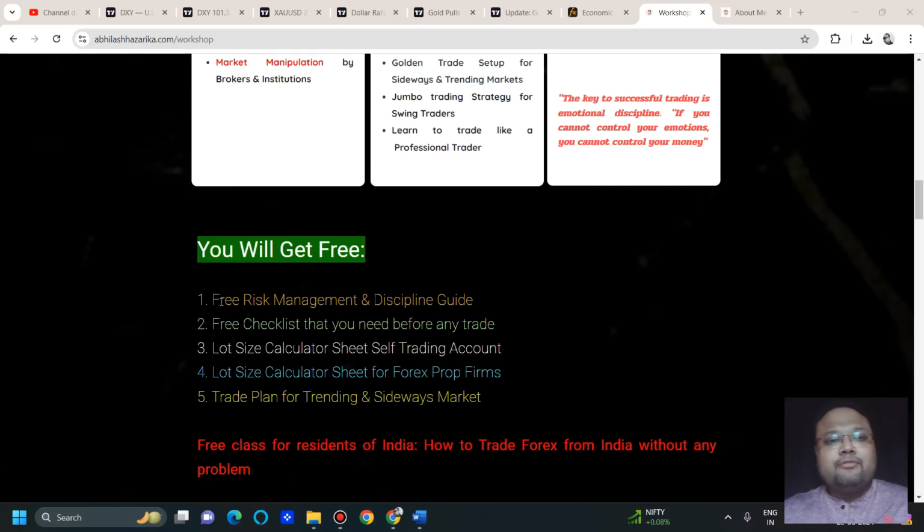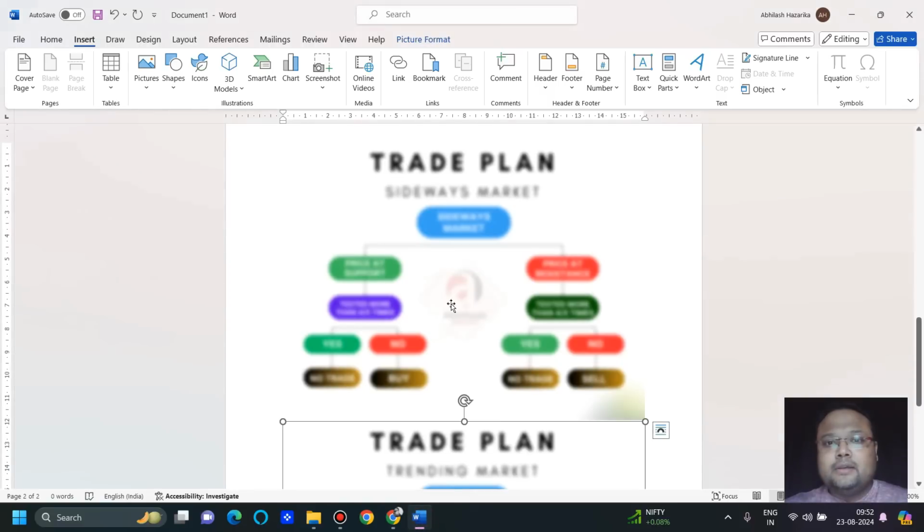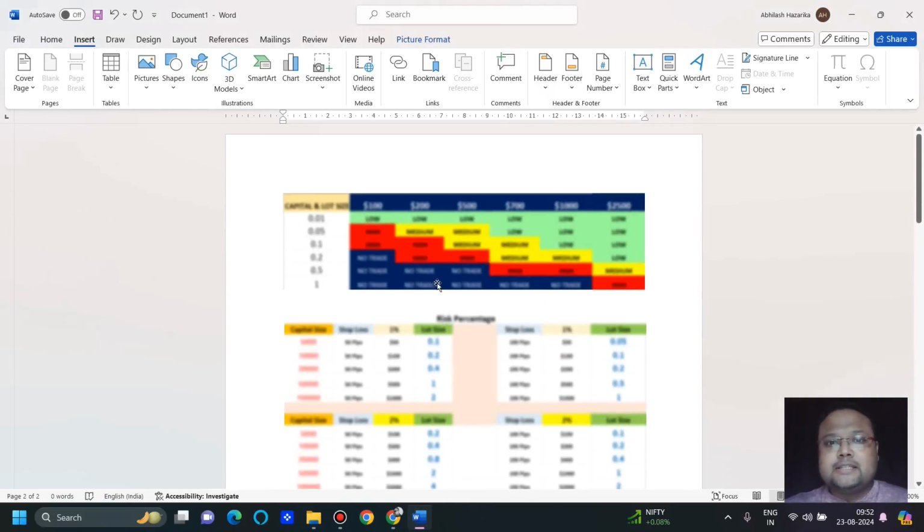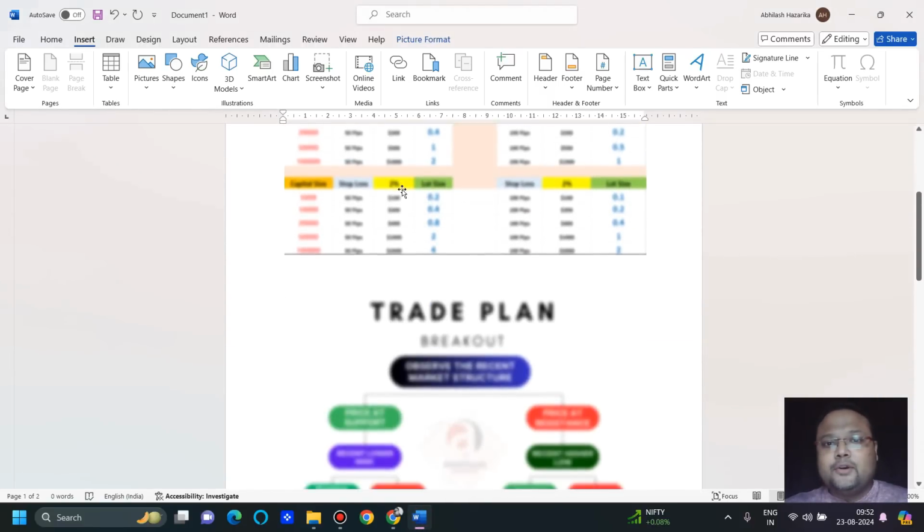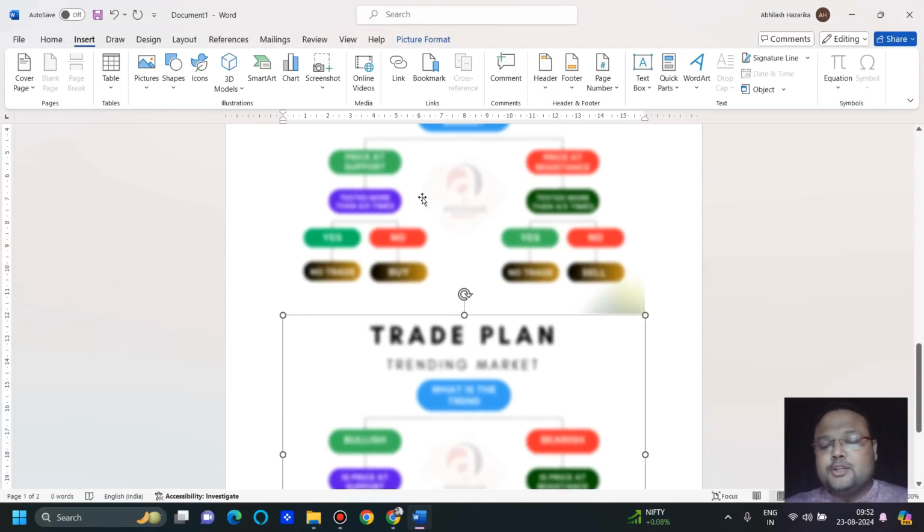You will also receive a free risk management and discipline guide, a free checklist that you need before any trade, and a lot size calculator. If you want to trade on prop firms and you're struggling with them, then the proper lot size is very, very important or crucial. And trade plans for trending and sideways markets. You can see this is just an example. This is the calculator, these are the trade plans, so that you can follow them in your trading journey.